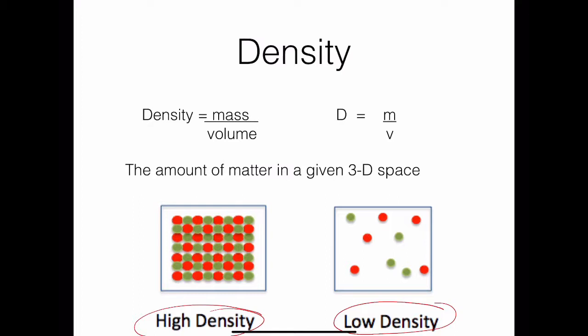So if we're looking at the high density picture, we are able to say that's high density because we're comparing it to the lower density picture on the right. I could have another picture over here and have it packed even more tightly, even more matter in the same three-dimensional space. And then I would be able to say that the picture to the far left has an even higher density than the one that would be in the middle. So density is a relative term. I need to use high or low to compare them to each other.